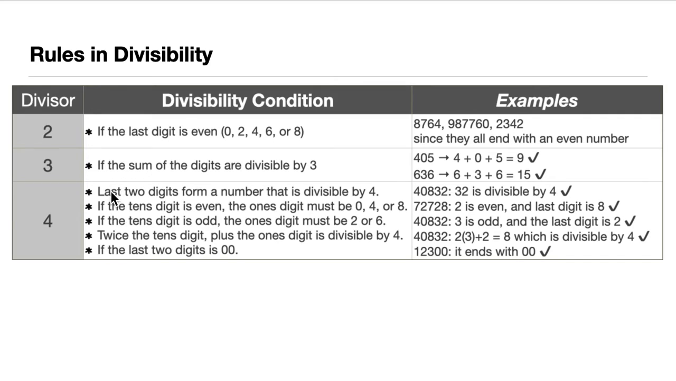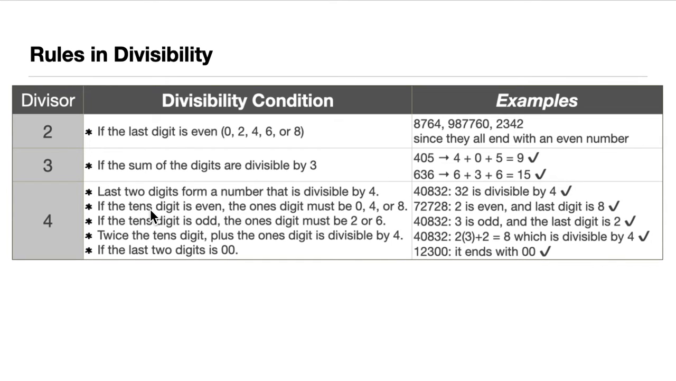First, the last two digits form a number that is divisible by 4. Meaning we can let go of the other digits, the hundreds place, the thousands place, if we only want to know if it's divisible by 4. We only need to focus on the last two digits, the tens place and the units place, or the ones place. If that number is divisible by 4, then the whole number is divisible by 4. For example, we have 40,832. We will only look at the 32. Is 32 divisible by 4? Yes, it is.